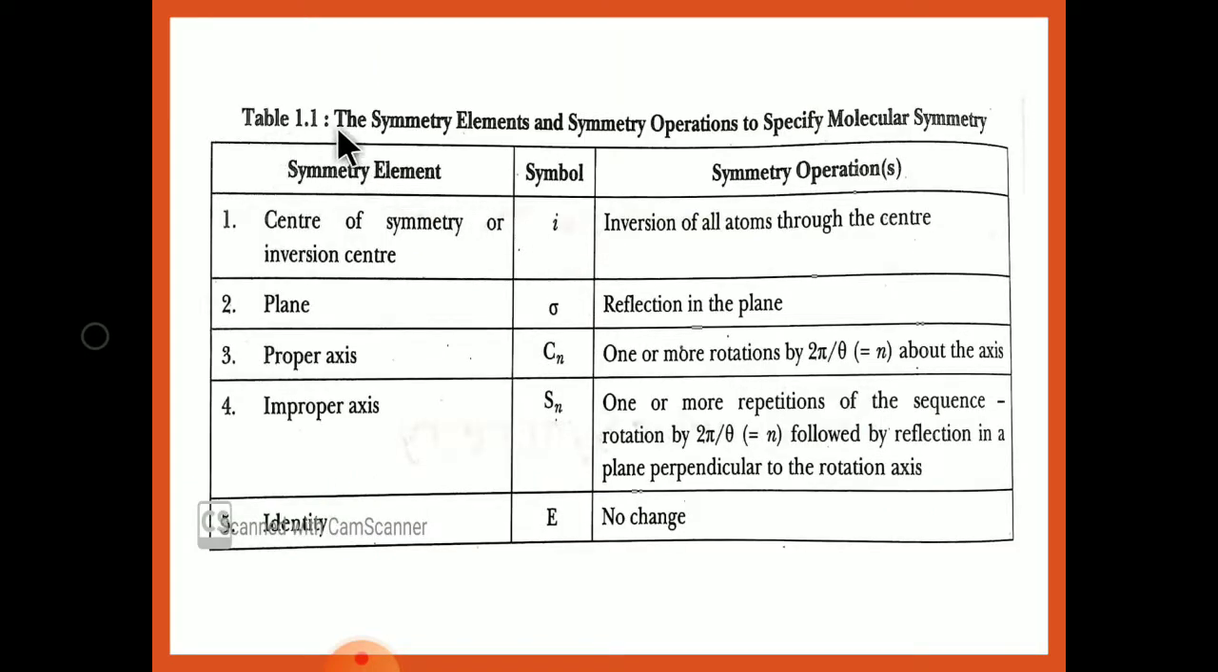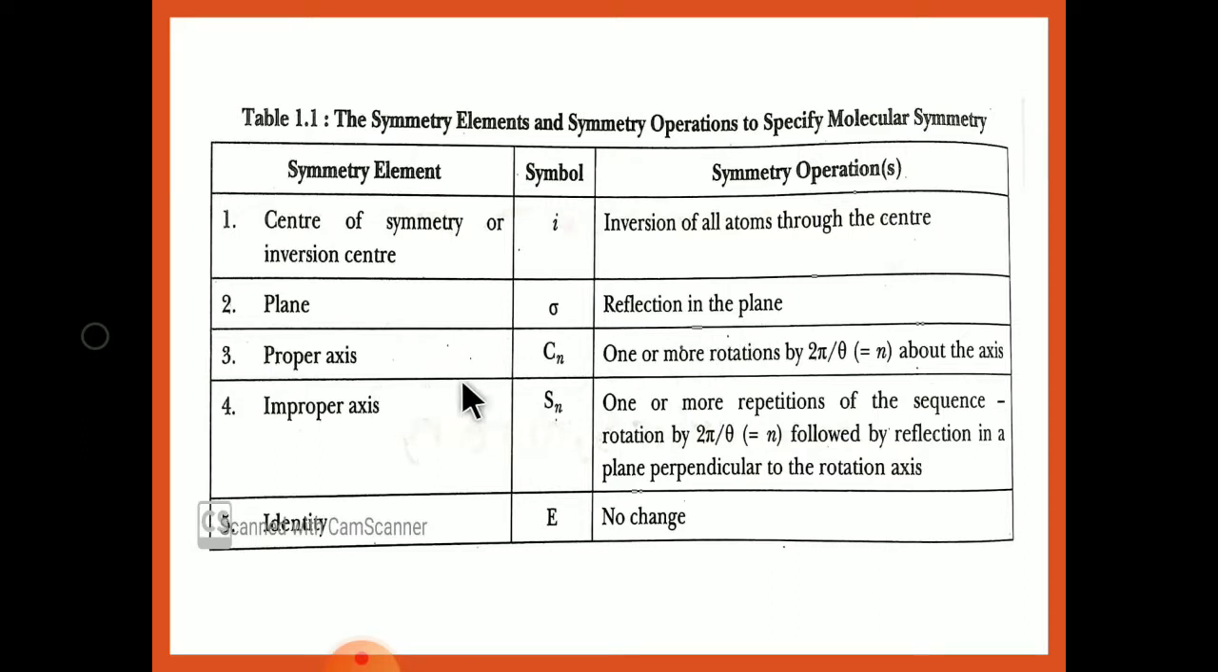Here is the table showing the symmetry elements and symmetry operations used to specify molecular symmetry. There are 5 symmetry elements, with their symbols and the respective symmetry operations. We will see them one by one. First is the center of symmetry or inversion center, represented by the symbol i, and the symmetry operation is inversion of all atoms through the center. Second is the plane, represented by the symbol sigma, and the symmetry operation is reflection in the plane.